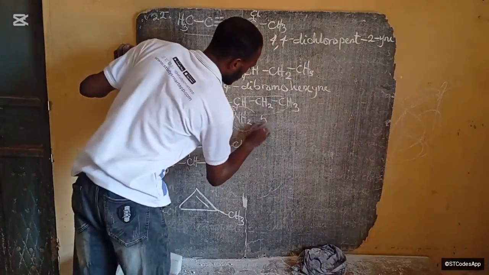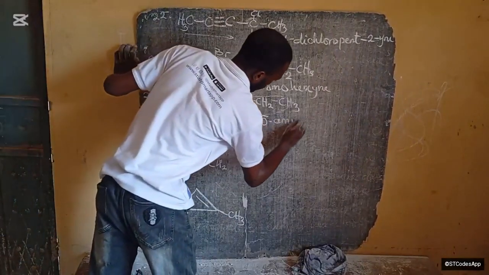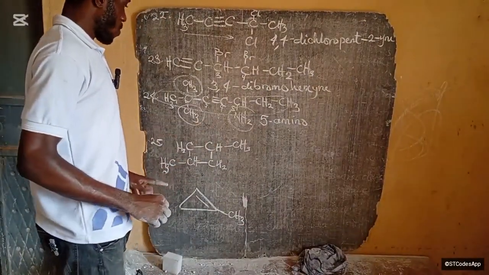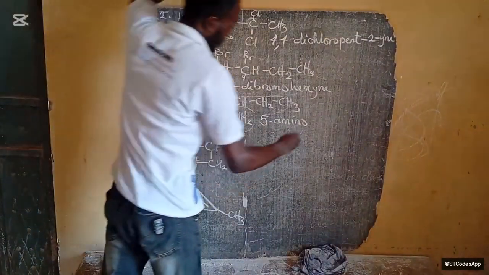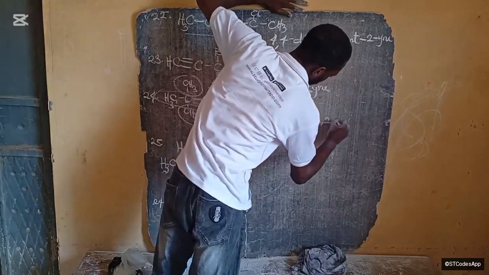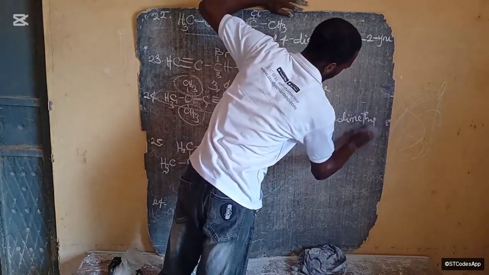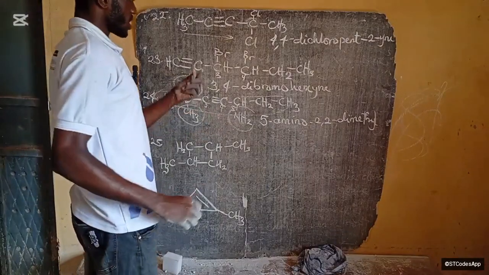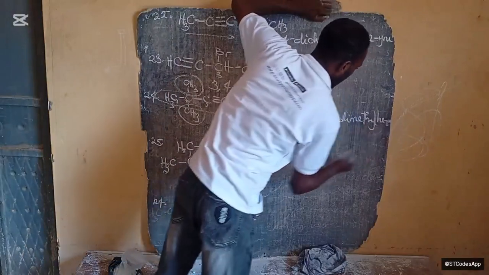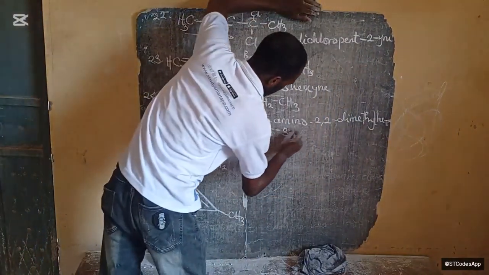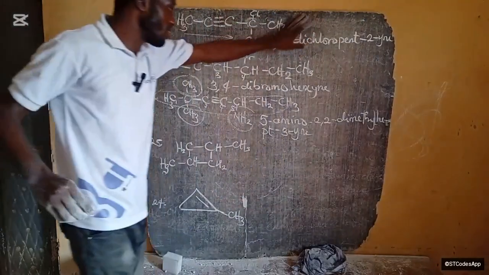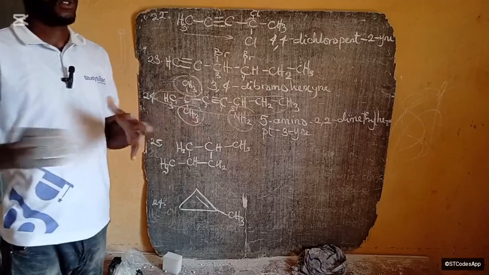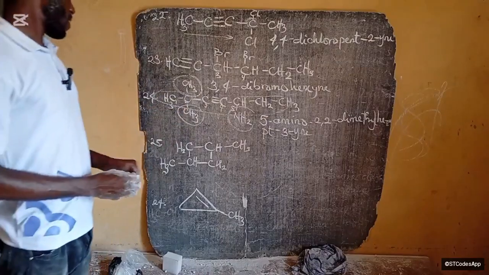So we have 5 amino, 2,2 dimethyl, hept 3 yne, hept 3 yne. If the triple bond appears on more than 1 carbon, maybe twice, we use hept, number, diyne. Okay, now let's go to cyclos.